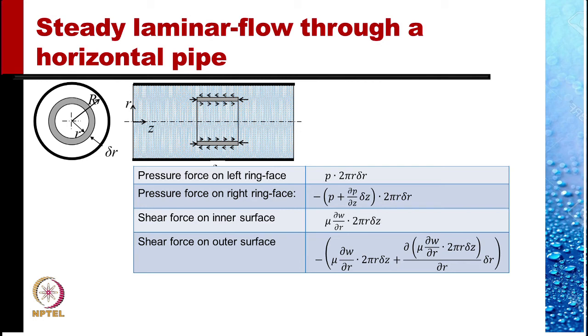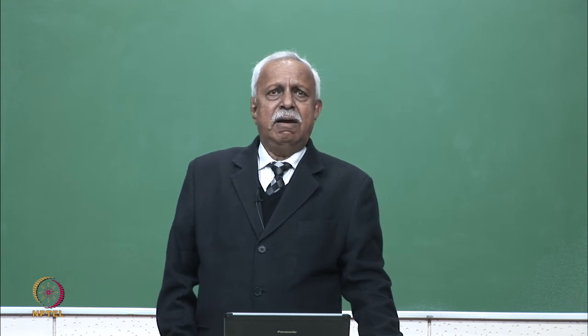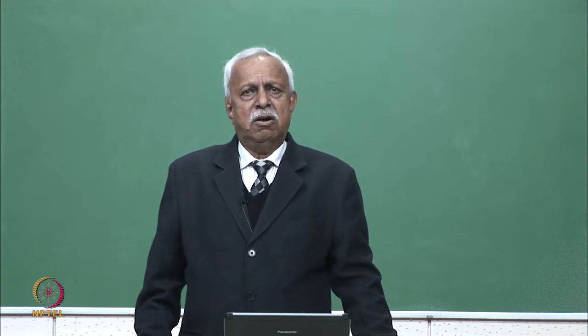Shear force on the inner surface is mu del w by del r multiplied by the area of this, and the area is 2 pi r delta z. The circumference 2 pi r and the length delta z. Shear force on the outer surface is obtained by Taylor's expansion of this alone.